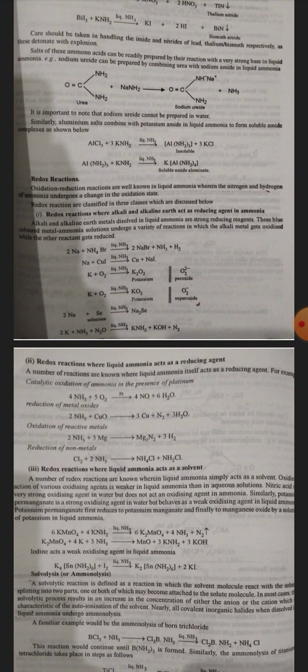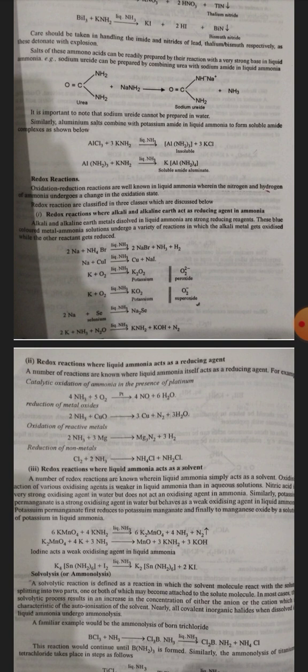Care should be taken in handling the amides and nitrides of lead, thallium and bismuth, respectively. Salts of these amides can be readily prepared by the reaction. A very strong base in liquid ammonia, sodium ureide, can be prepared by combining urea with sodium amide in liquid ammonia. It is important to note that sodium ureide cannot be prepared in water. Similarly, aluminium salt combined with potassium amide in liquid ammonia gives soluble amide complexes.